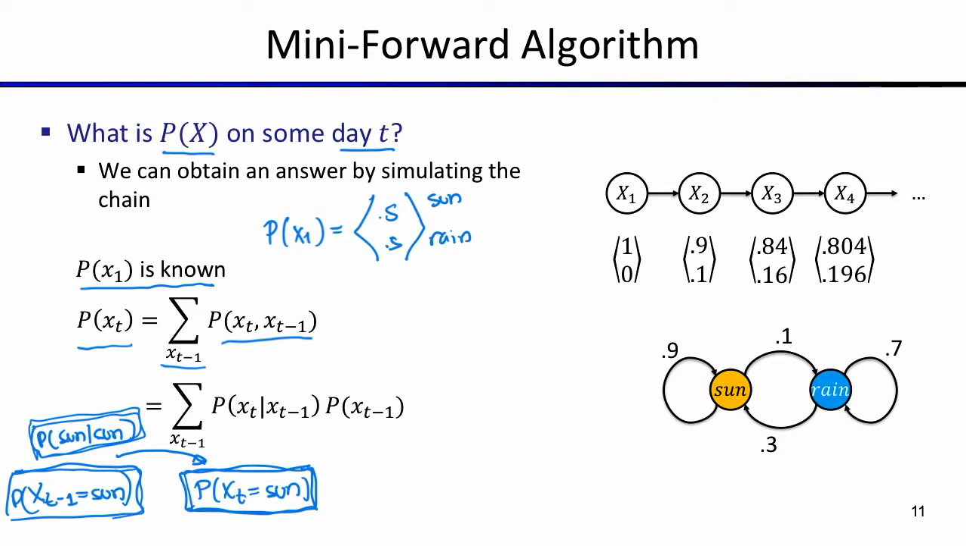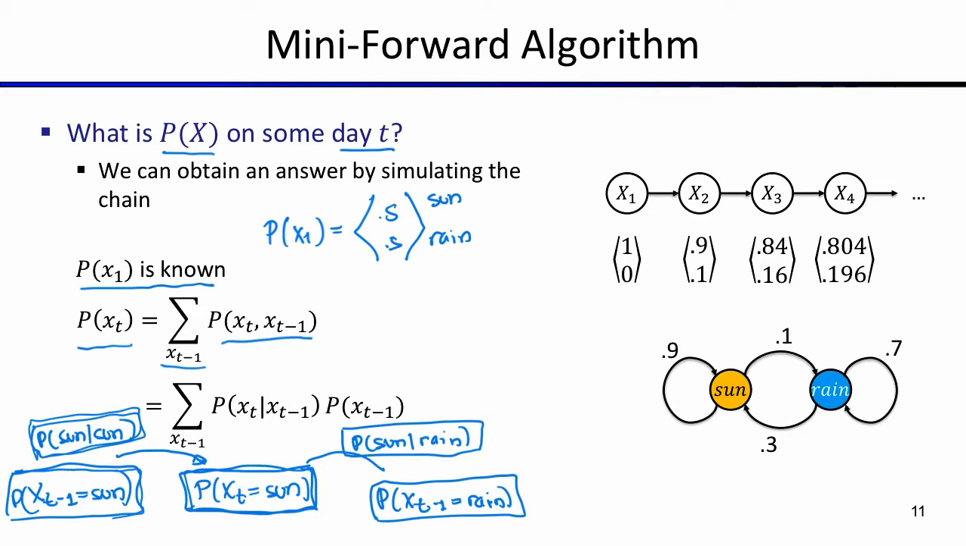The other possibility is that on the previous day, at t-1, it was a rainy day. So in this case, I will take this probability and multiply by the transition probability of having a sunny day, given that yesterday was a rainy day. So this is going to be my transition: we will transition from rain to sun.